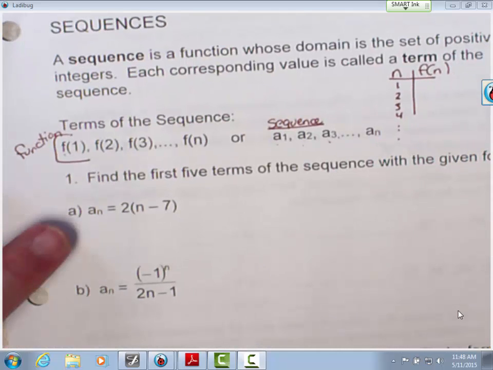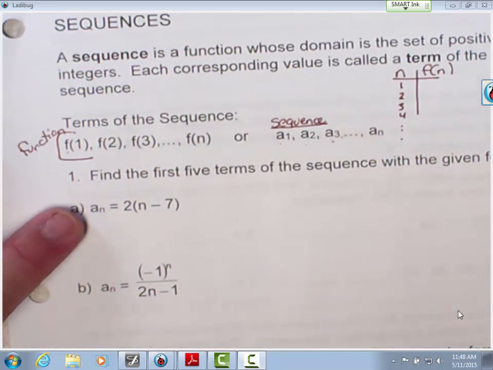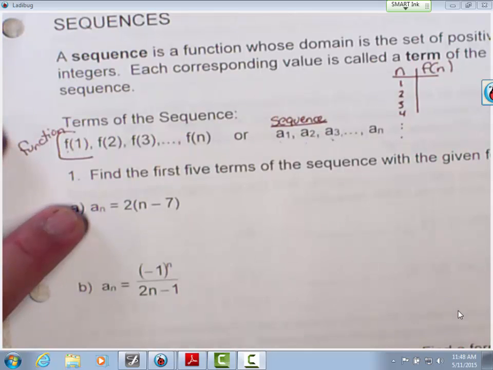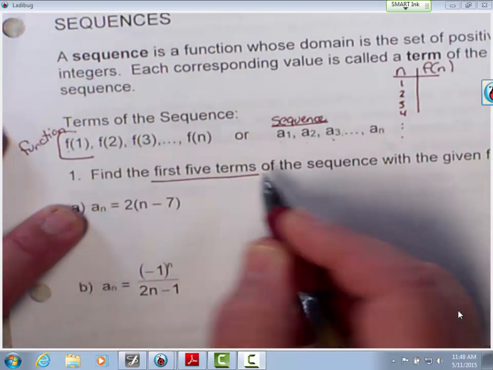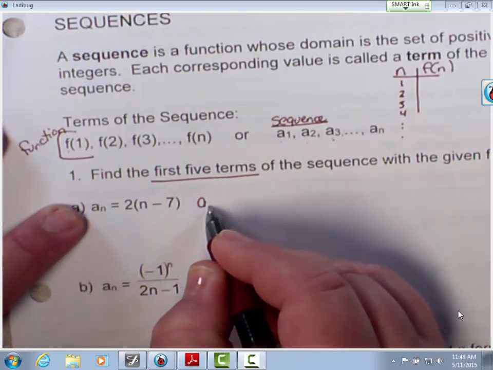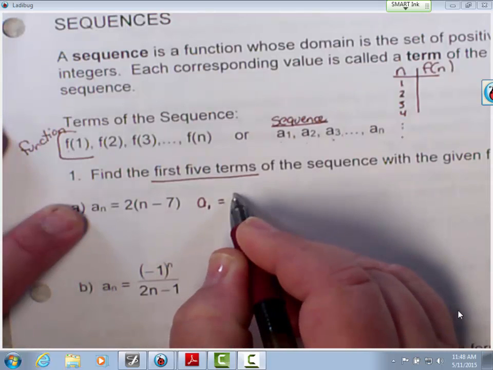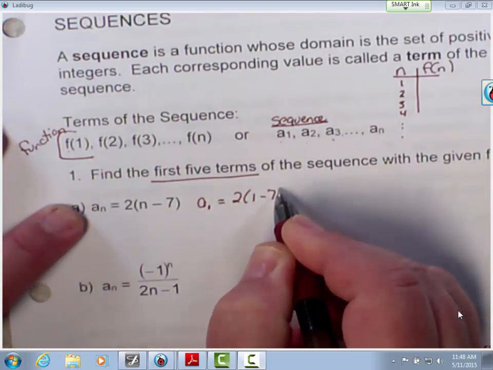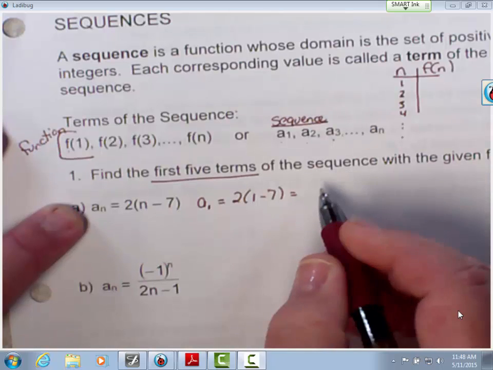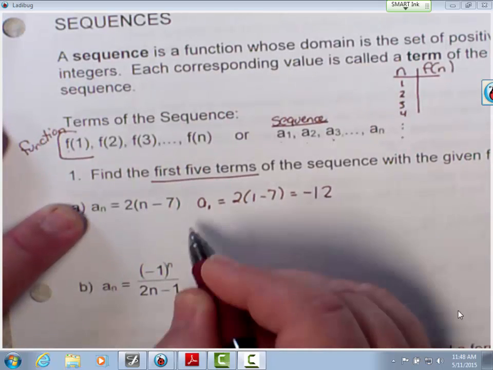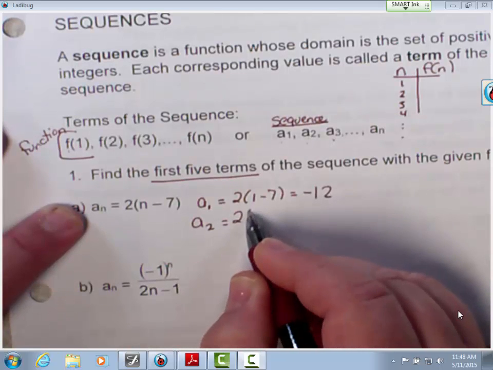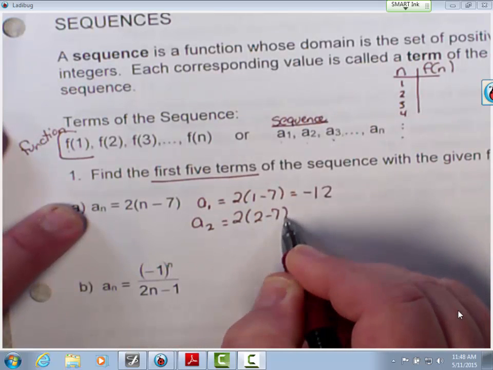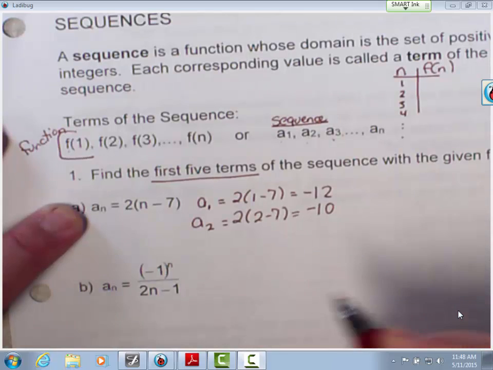So here's our formula. A sub n equals 2 times n minus 7. Okay, so if I replace n with 1, that's going to be my first term. So 2 times 1 minus 7, or negative 5. Okay. A sub 2, replacing n with 2, so 2 times 2 minus 7, which would give me negative 3.